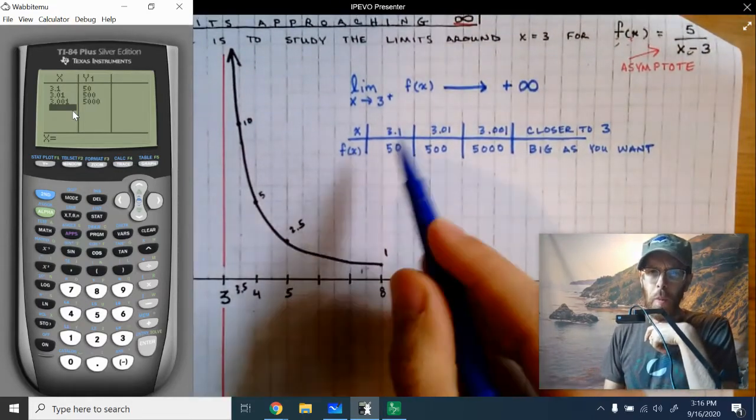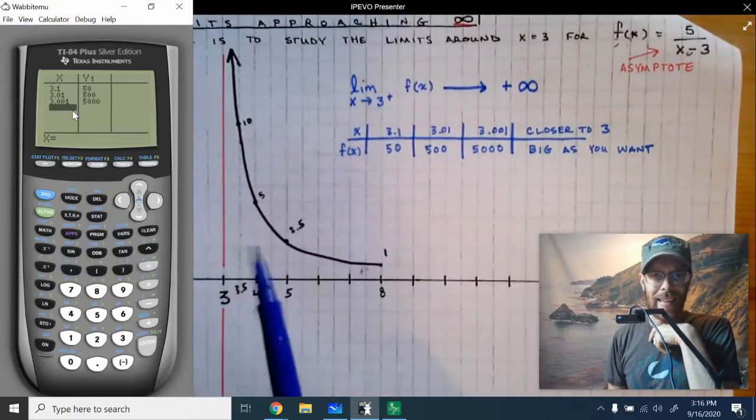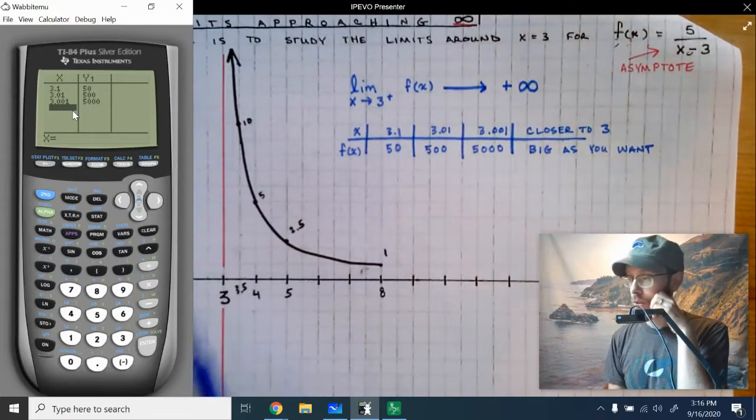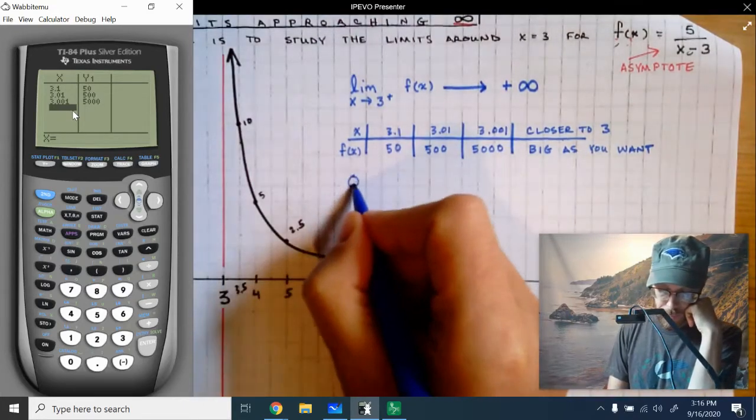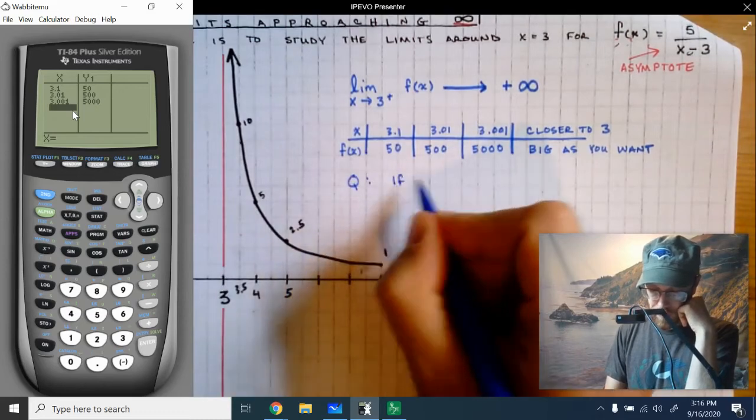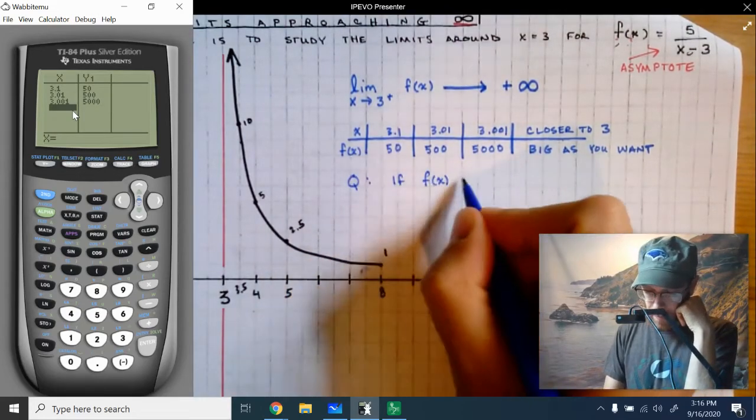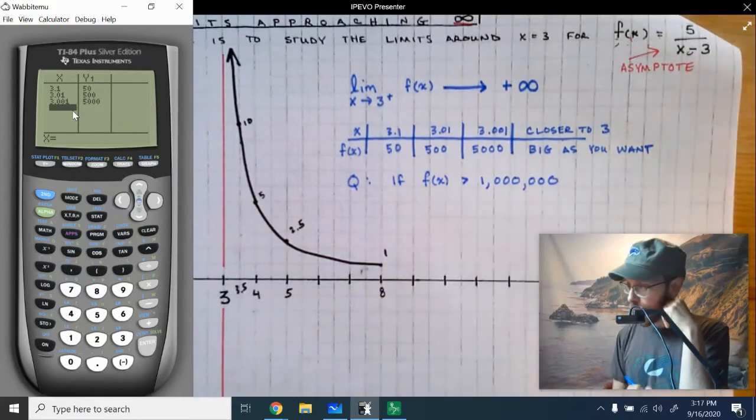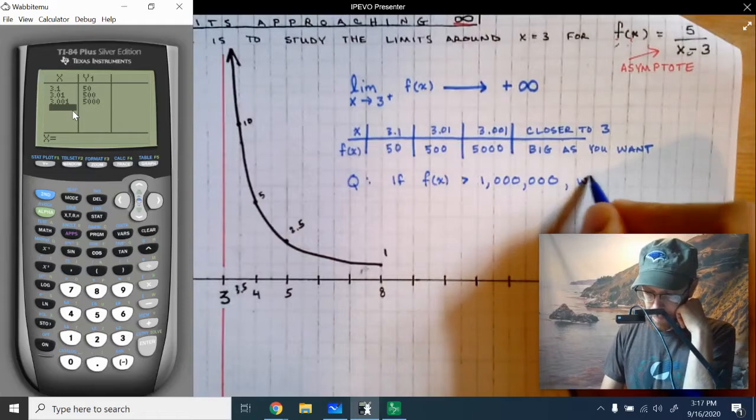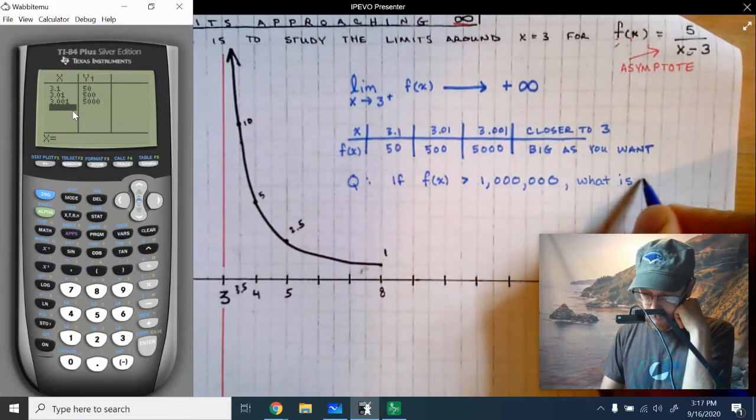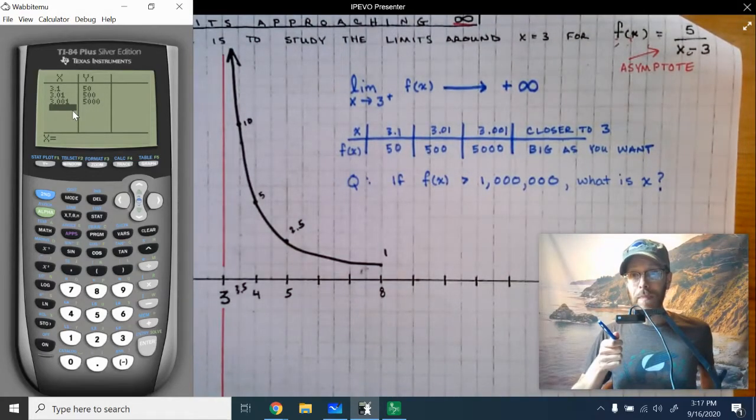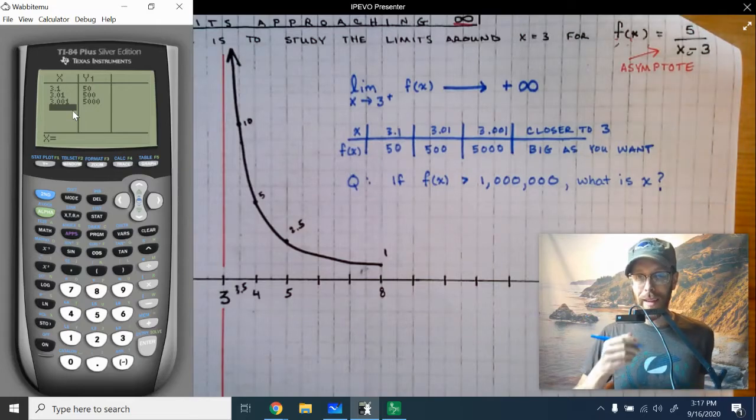All right, so if we can make this function as big as we want by moving the x value closer and closer to 3, here's a question for you. If the function is greater than 1,000,000, what is x? Here's what I want you to do. Pause the video, mess around with that for a little bit, and then when you come back, we'll get our answer.